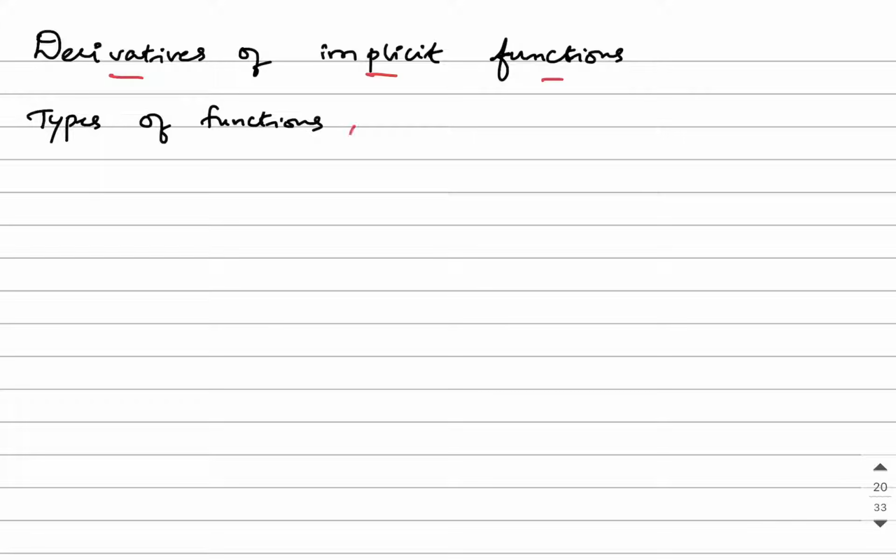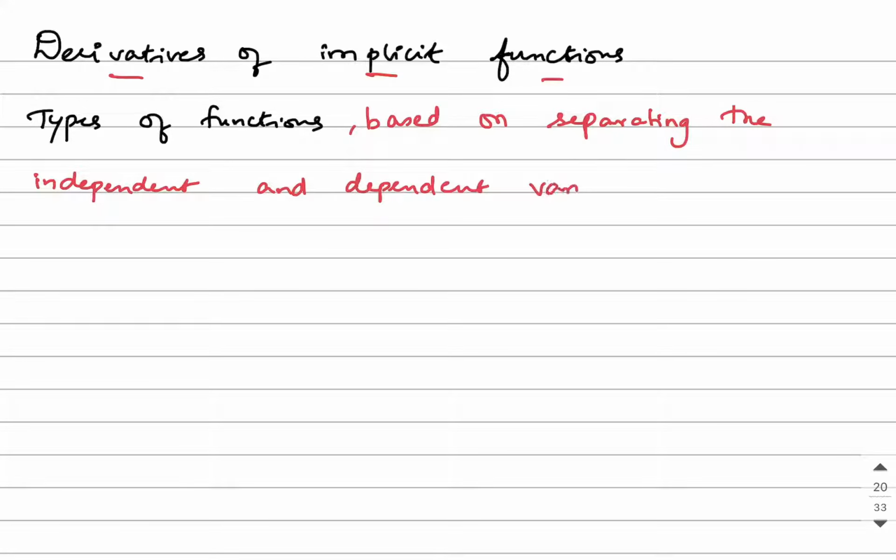Types of functions based on separating the independent and dependent variables. The basic types of functions are going to be explicit, and the counterpart of explicit is implicit. Let's understand what is explicit function.